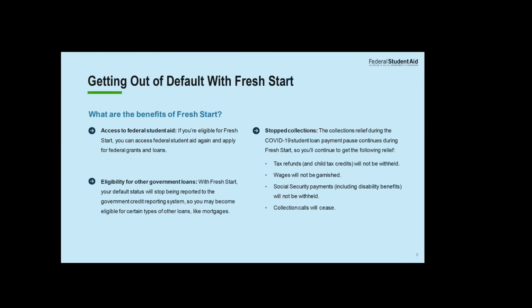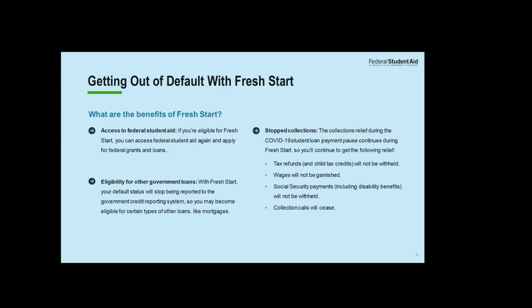Now let's talk about some of the benefits of Fresh Start. So one, as I already covered, access to federal student aid is probably the biggest benefit, especially if you're someone who wants to continue education, especially if you're someone who wants to complete a degree program. Being eligible for Fresh Start then also makes you have access to federal student aid again, and you can apply for any of the federal grants and additional loans.